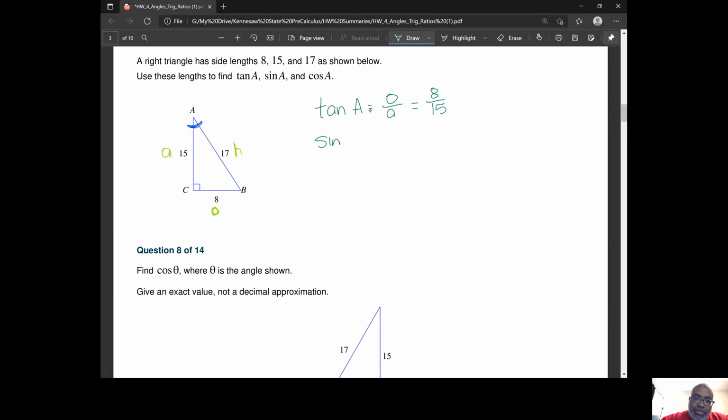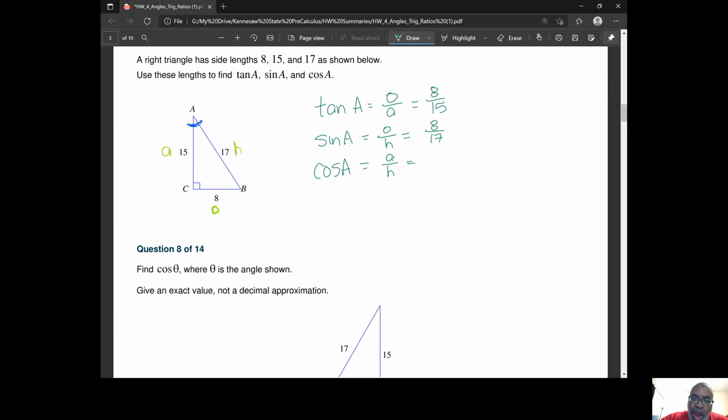Sine of A is equal to opposite over hypotenuse. Opposite is 8. Hypotenuse is 17. So 8 over 17. And cosine of A is equal to adjacent over hypotenuse. Adjacent is 15. Hypotenuse is 17.